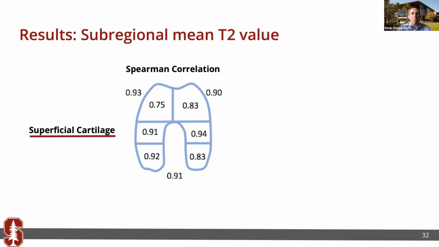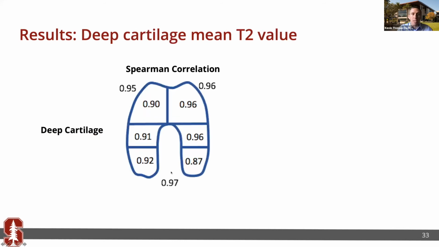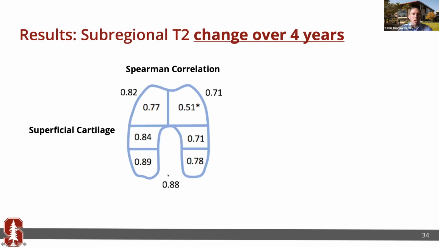And for estimating T2 values, our model agreed with reader 1 extremely closely, where we had a Spearman correlation of 0.75 or higher for each of the smallest subregions, and a correlation of 0.91 for the full superficial cartilage plate. And the agreement is even better for the deep cartilage plate, where our model agreed with the radiologist with a Spearman correlation of 0.87 or higher for each of the smaller subregions, and a Spearman correlation of 0.97 for the full deep cartilage plate.